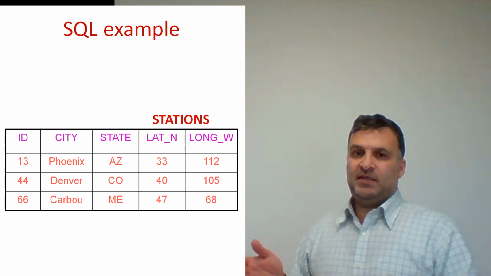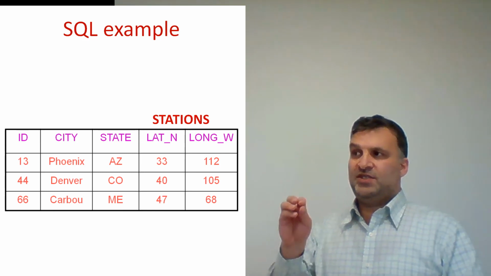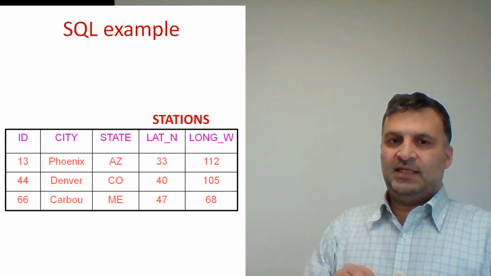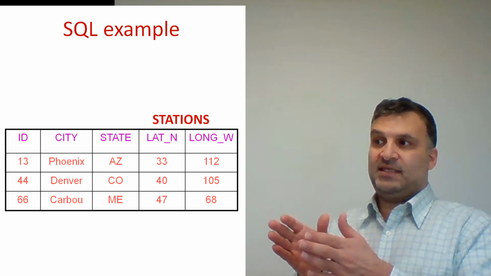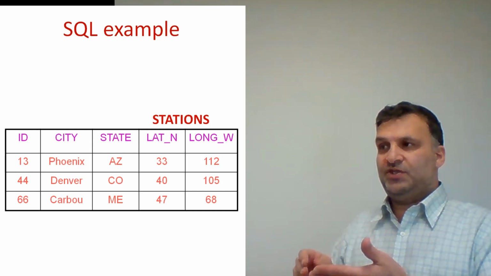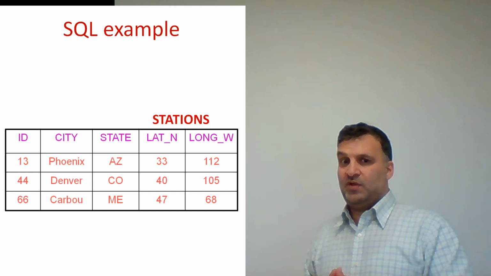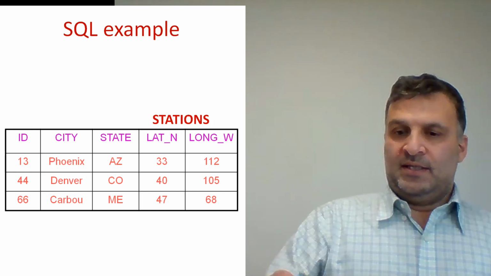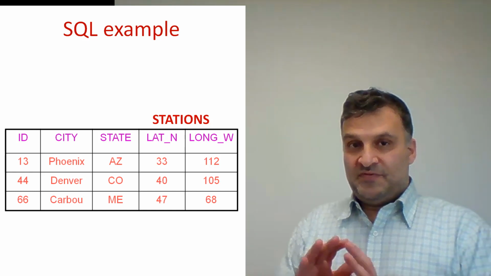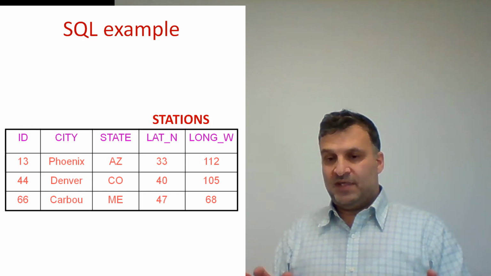For example, we have a table, stations. Each station is related to a city, related to a state, and related to some coordinates, latitude and longitude. How can we create this table? It is very easy using SQL, very, very easy.